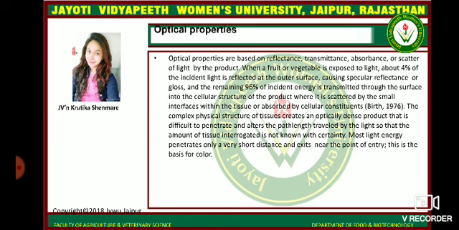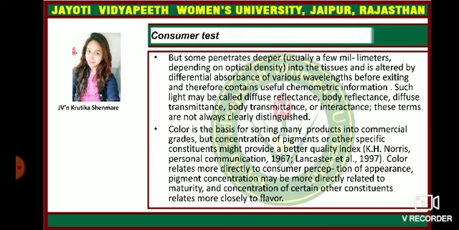Most light energy penetrates a very short distance and exits near the point of entry; that is the basis of color, which consumers taste with their eyes. But some light penetrates deeper into the tissues and is altered by differential absorbance of various wavelengths before exiting, and therefore contains useful chemometric information. Color is the basis of sorting many products into commercial grades, but the concentration of pigments or other specific constituents might provide a better quality index.